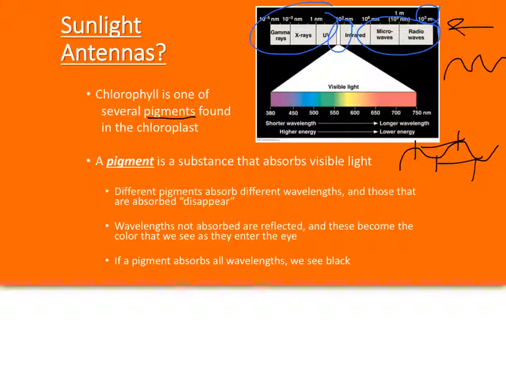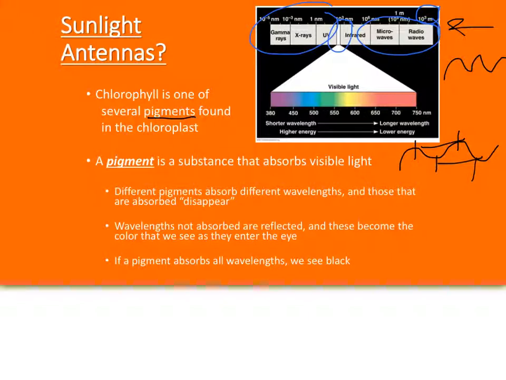Now here's how this works with your eyes. Different pigments absorb different wavelengths, and those that get absorbed will actually disappear. So if a pigment absorbs a certain wavelength, those colors go away. Wavelengths that don't get absorbed get reflected. They bounce off of whatever it is, they go into your eyes, and that's the color you see.